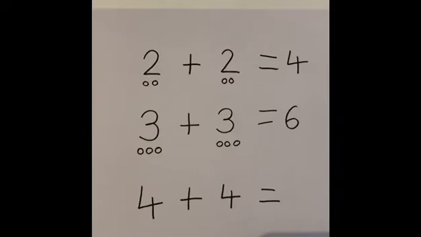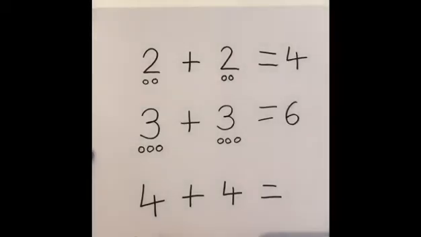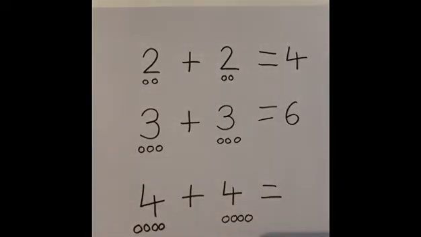I think that was about 30 seconds. Let's see if we can work out the answer. Let's start with 4 circles underneath this one. And then 4 circles underneath this one. And then if we add them all up, we'll have 8. So double 4 equals 8.